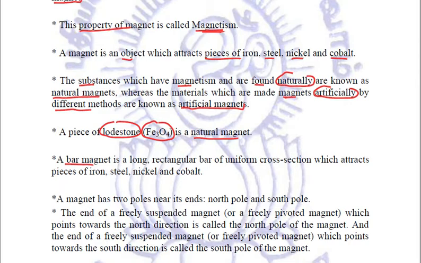Now when we talk about the most common form of magnet, that is a bar magnet. A bar magnet is a long rectangular bar of uniform cross section which behaves as a magnet and attracts pieces of iron, steel, nickel and cobalt. We know the basic things about magnet, that a magnet has two poles near its ends. One is the north pole, another is the south pole. Fine. Now what are north pole and south pole?